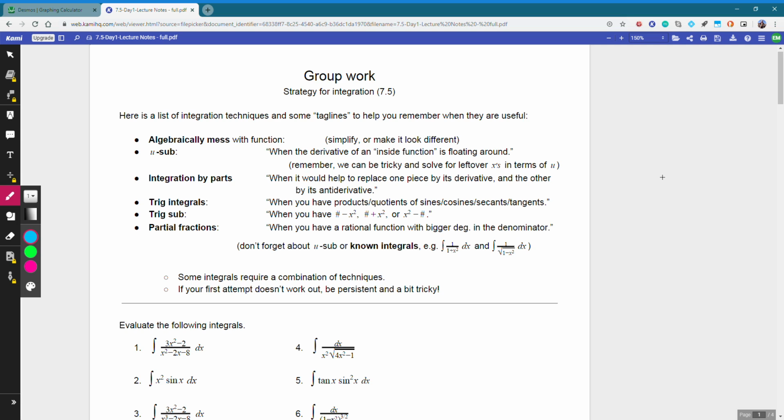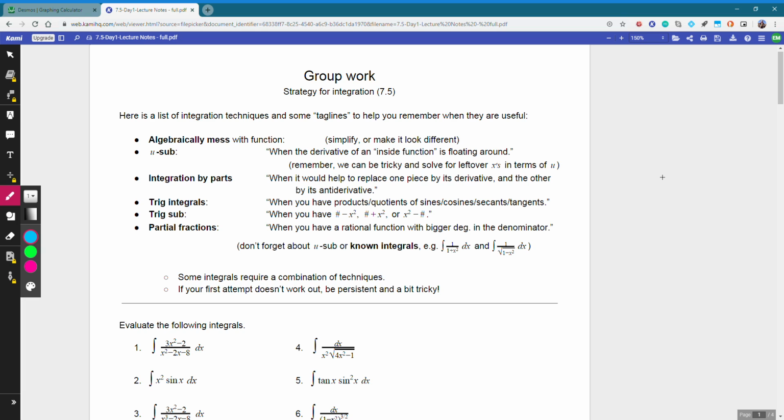Welcome back, everybody. So for a while now, we've been building up our toolbox of integration techniques, and I'm in 7.5. In this section, we're going to put them all together and just tackle a whole bunch of different integrals.